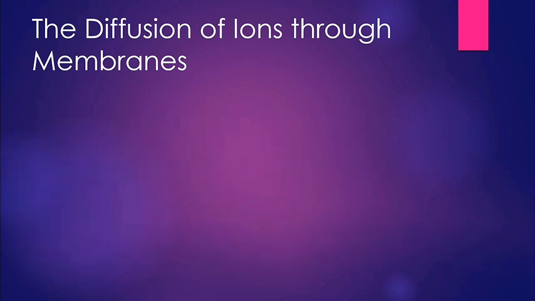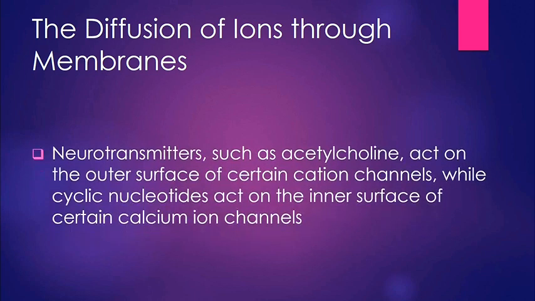Some ligand-gated channels are open following the binding of a molecule to the outer surface of the channel. Others are open following the binding of a ligand to the inner surface of the channel. For example, neurotransmitters such as acetylcholine act on the outer surface of certain cation channels, while cyclic nucleotides act on the inner surface of certain calcium ion channels.